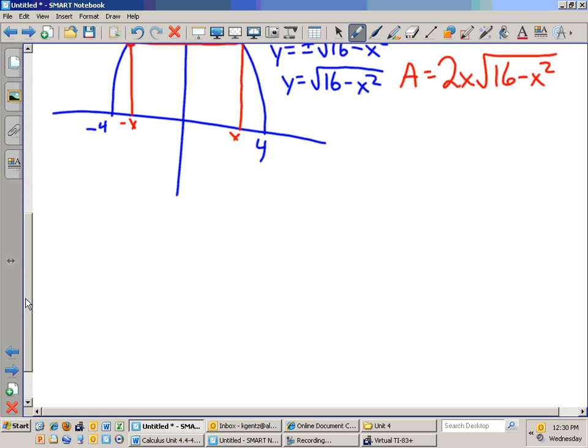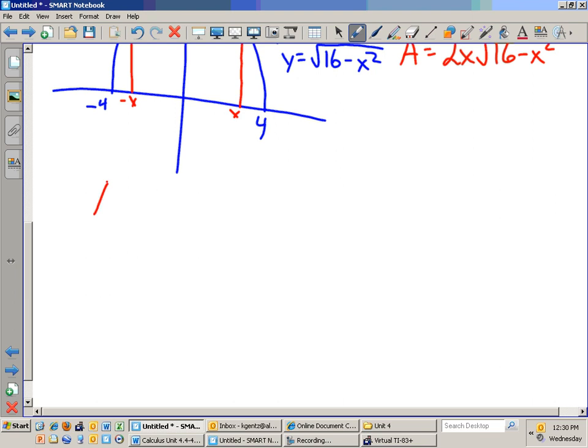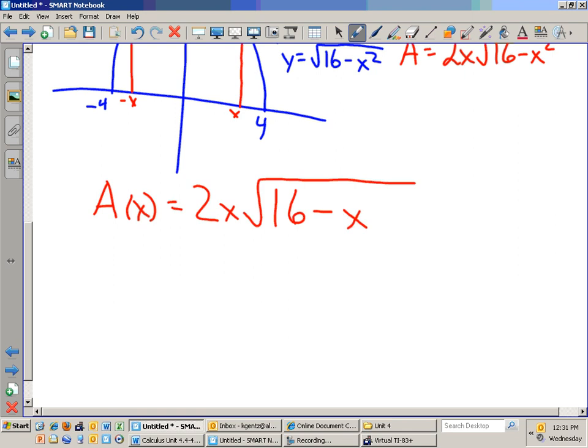You guys are going to love this. So what I have is area in terms of x is equal to 2x times the square root of 16 minus x squared. So you just have to now do one thing. Take the derivative and set it equal to 0. And then we solve it, right?